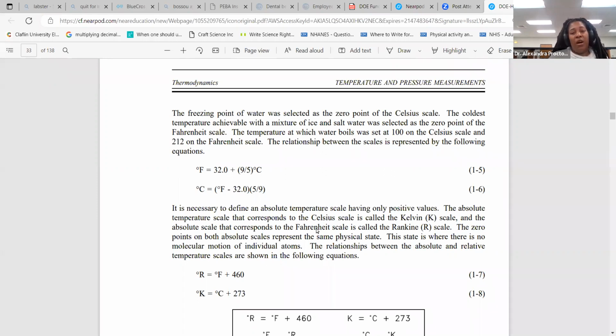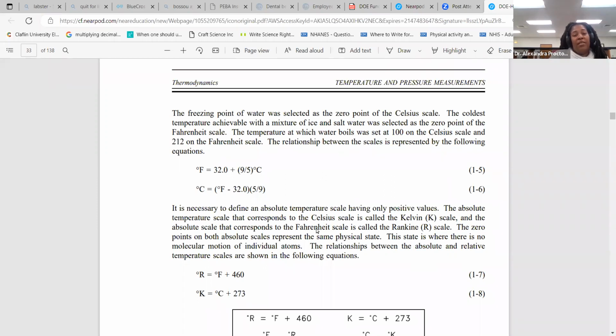The temperature at which water boils is set as 100 on the Celsius scale. And the temperature at which water boils on the Fahrenheit scale is set up as 212. And so that's how they come up with this mathematical relationship between the two scales. That's the most important. So degrees Fahrenheit is equal to 32.0 plus 9/5 of whatever the Celsius temperature is.